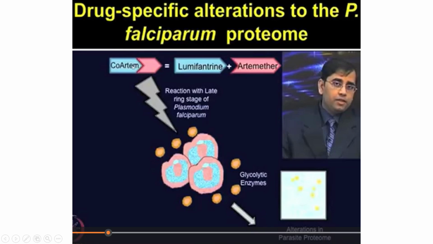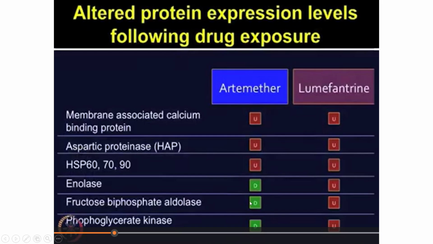So these are the two drugs. If we give that at the ring stage, which is inside the erythrocytes, right? If you just recall the malarial cycle, it is a reaction with the late ring stage of Plasmodium falciparum. At this specific stage, this specific drug infects and glycolytic enzymes are released. So you will be able to see certain glycolytic enzymes in the 2D gel electrophoresis pattern.